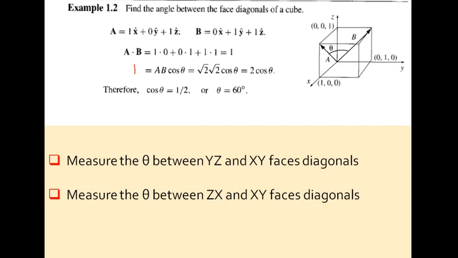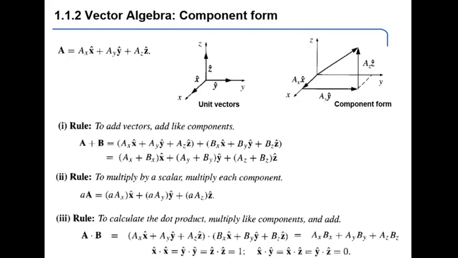Similarly, you should check it out with another example that I am suggesting, that is ZX versus XY face diagonal. Okay, let's go ahead with a few more properties of this one, and that is vector algebra by the components. So basically till this point we have seen addition by their numerical values, but now the actual thing is by their components.